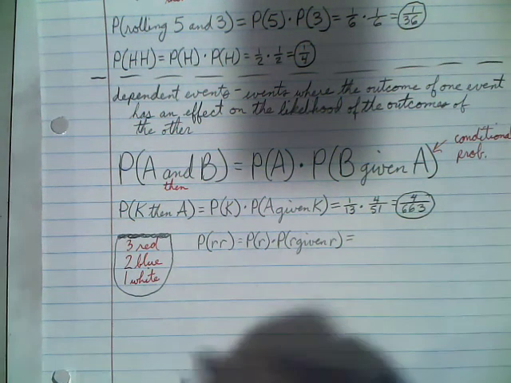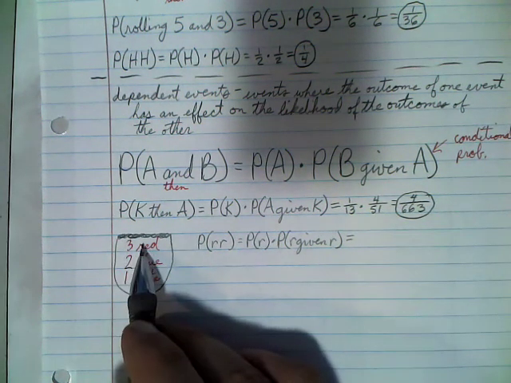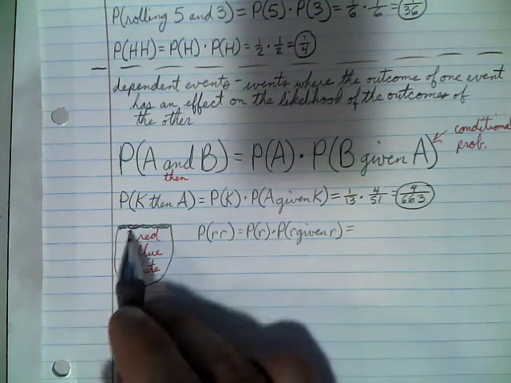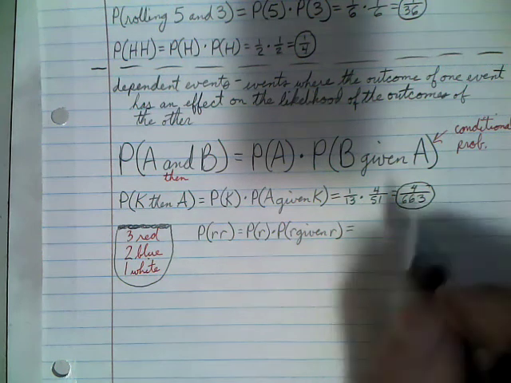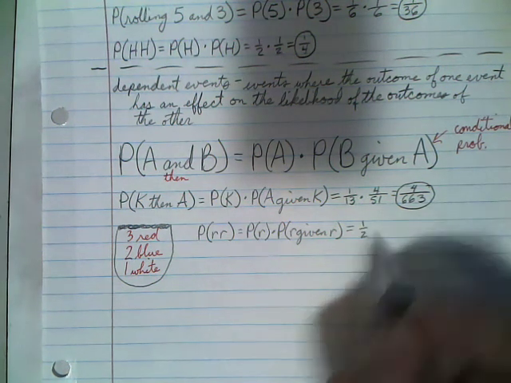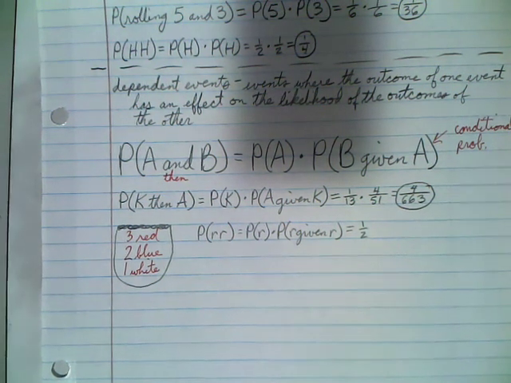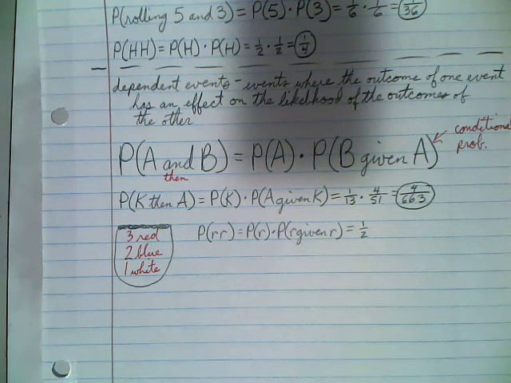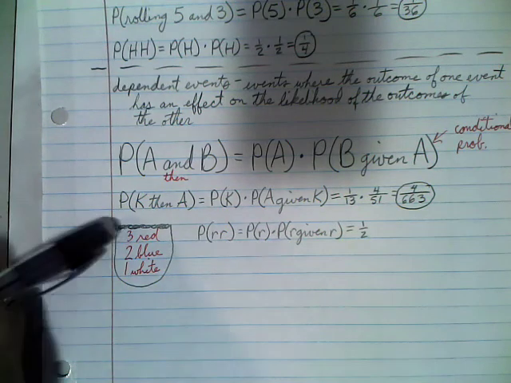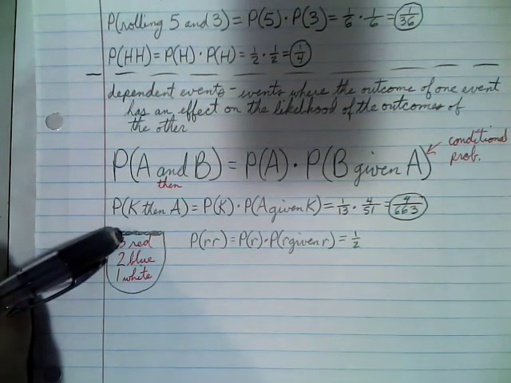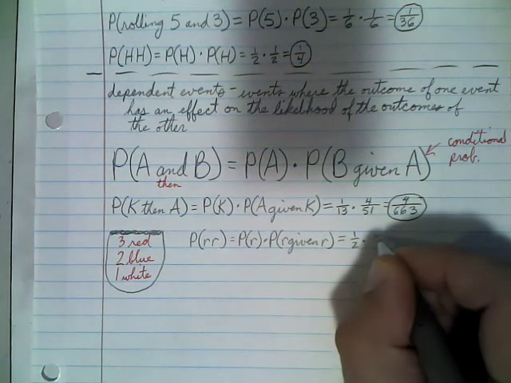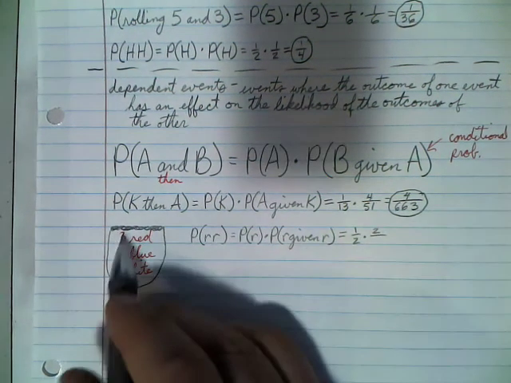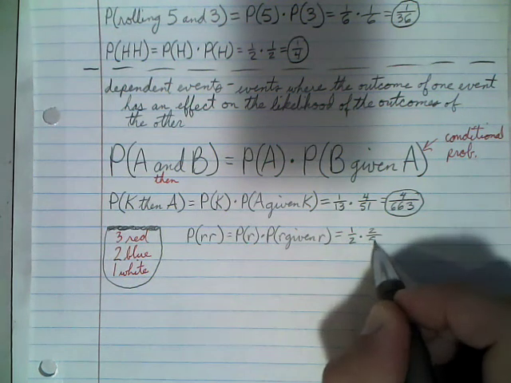So the probability of pulling the first red, well, there are 3 reds out of 6 total. So if there are 3 reds out of 6 total, well, 3 is half of 6, that's 1/2. We can do a quick little reducing there. So the probability of pulling a red the first time is 1/2. But once I've pulled a red out of the bag, now I've only got 2 reds left. So when I go to find my next probability, my conditional probability, there are only going to be 2 reds left out of 5 total now.